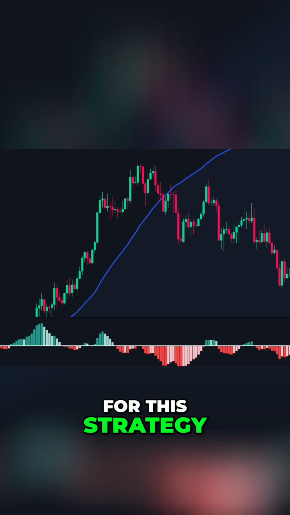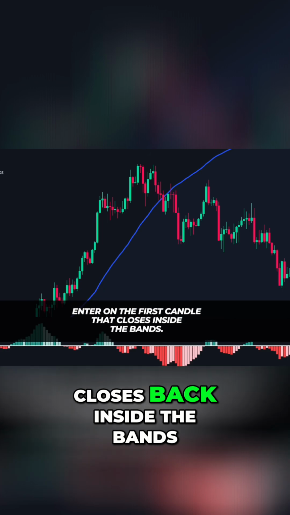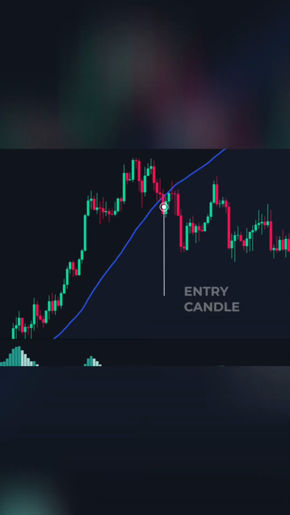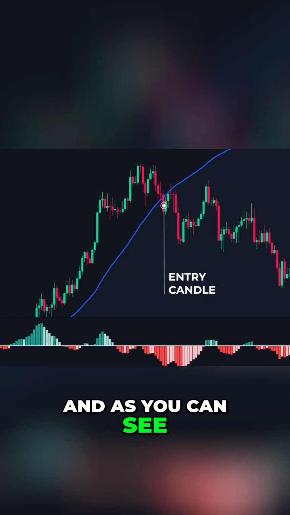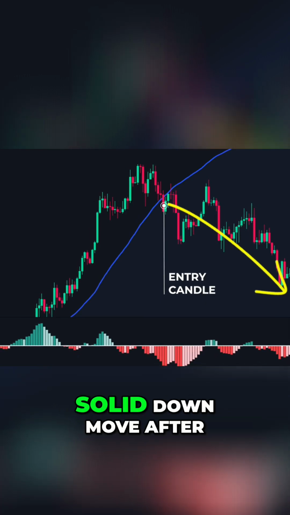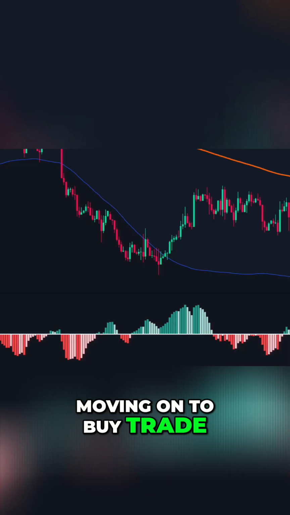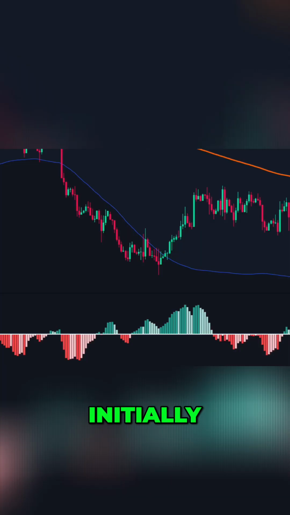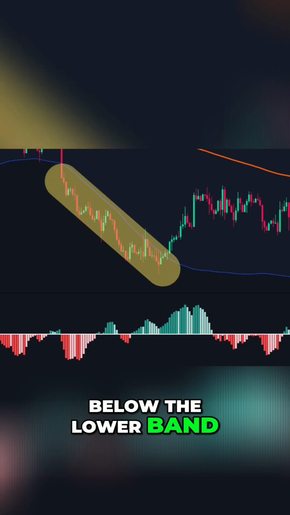For this strategy, our entry occurs on the first candle that closes back inside the bands. So this will be our entry candle. And as you can see, the price made a solid down move after our entry. Moving on to buy trade. Initially, we saw a massive down move that stayed below the lower band.